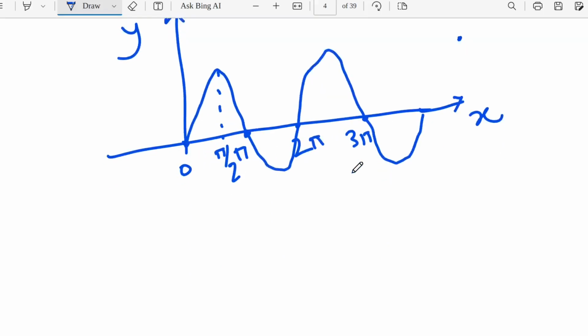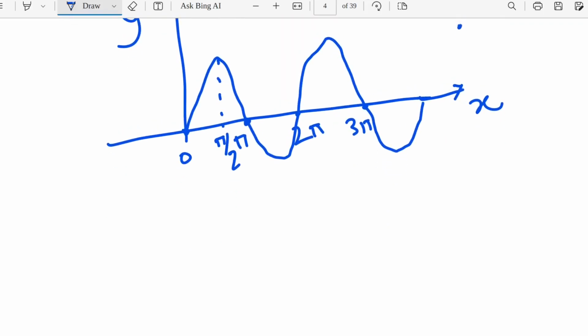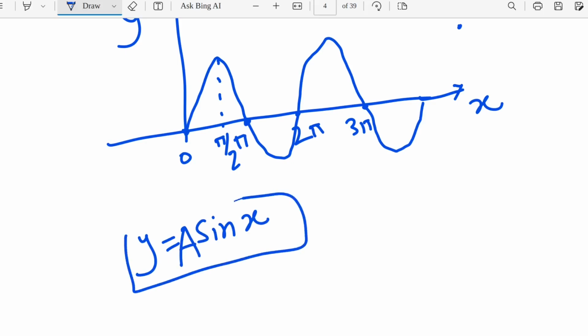The number of constraints. You can see the particle is moving in a sinusoidal curve. A sinusoidal curve means there will be some expression between y and x. What is the expression? Let's say y equals a sine x. This is one equation of motion, and in that equation of motion the particle is moving. Right? So there is a constraint that the particle should move according to the nature of this equation.